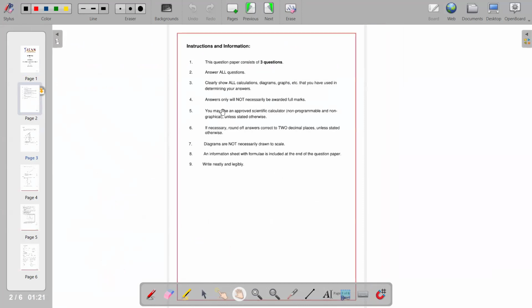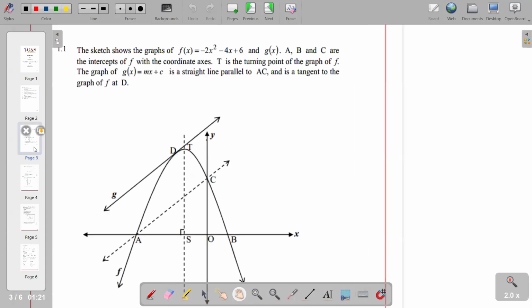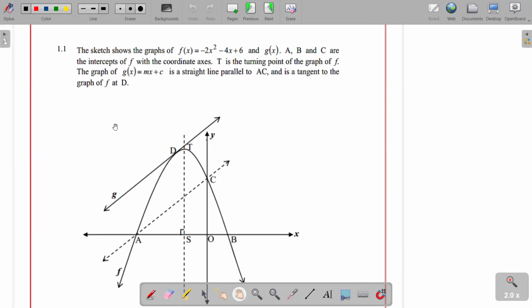Then we are given the instructions. We have 3 questions, answer all questions, show all working. All those instructions are provided. Then we go to the first question. If we now check the first question, here it is.